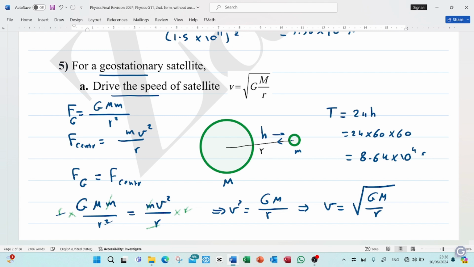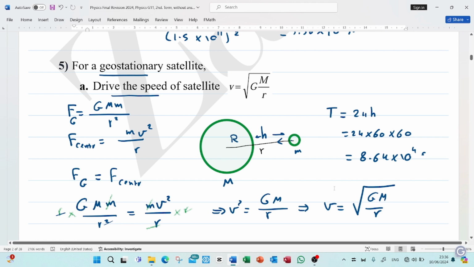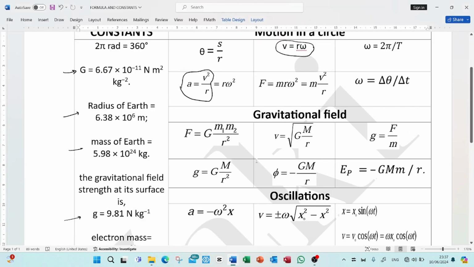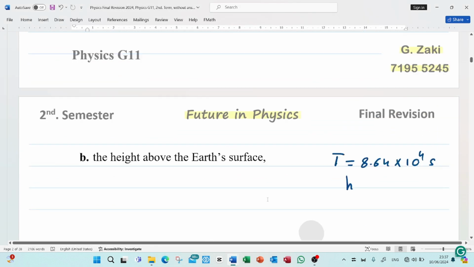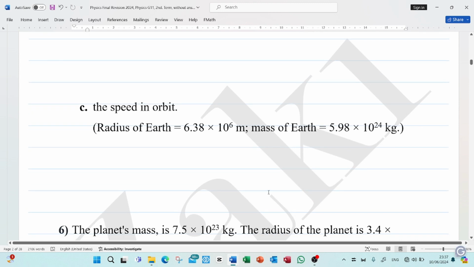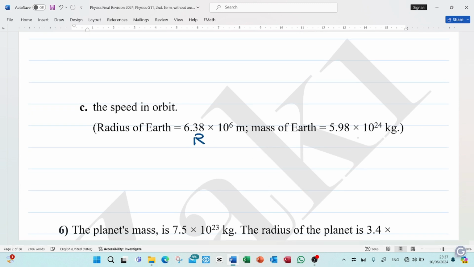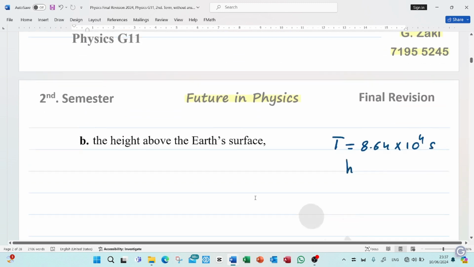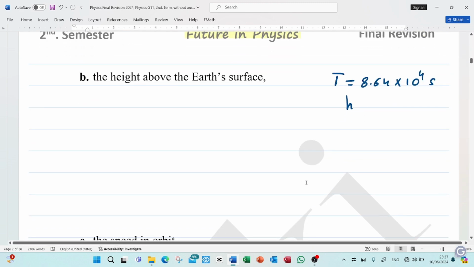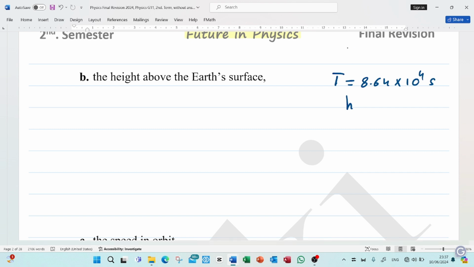So we need h. H is the height from the satellite to the surface of the Earth, and R is the radius of the Earth. The radius of the Earth is given in the formula sheet, a constant. Also, it's given in the question. The radius of the Earth is 6 points. This is R capital, and this is the mass of the Earth M capital. Now, to get h, we need r small, because we know that r equals h plus R. So h equals r small minus R capital.